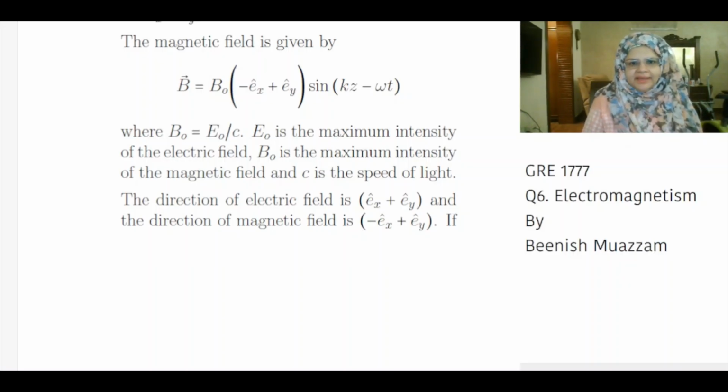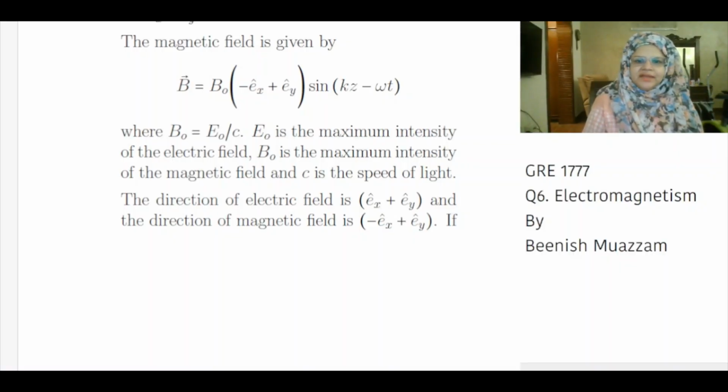The magnetic field is given by vector B = B0 (−x̂ + ŷ) sin(kz − ωt), where B0 = E0 over c. E0 is the maximum intensity of the electric field. B0 is the maximum intensity of the magnetic field and c is the speed of light.